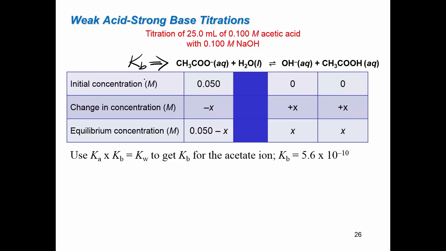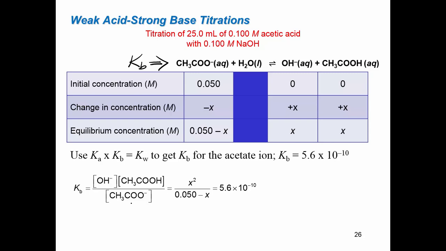Remember, Kb is related to Ka. Ka times Kb equals Kw. So for the acetate ion, Kb is 5.6 times 10 to the negative 10. In the Kb expression, the concentration of the hydroxide ion times the concentration of the weak acid, divided by the concentration of the weak acid's conjugate base, the acetate ion, equals this expression. Now, because our initial concentration and our Kb in this case are more than 1,000 times different, we can simplify. So when you solve for x in this case, x is the concentration of the hydroxide ion, which is 5.3 times 10 to the negative 6.